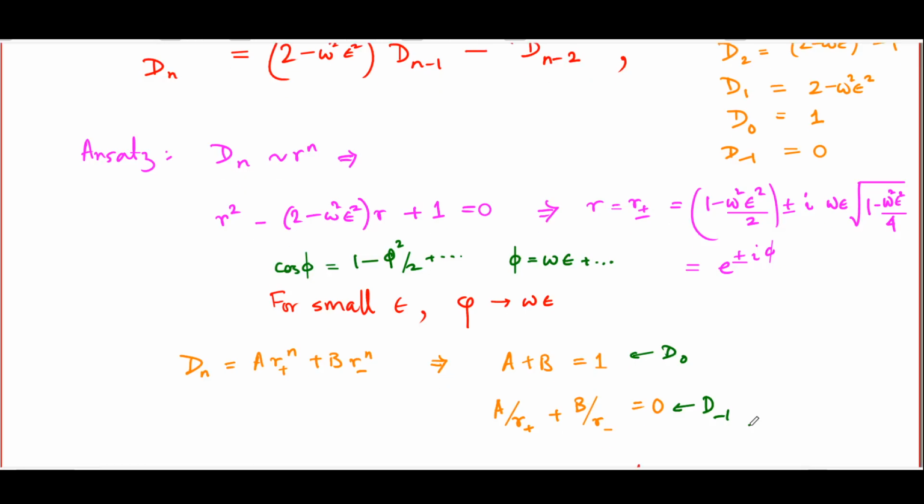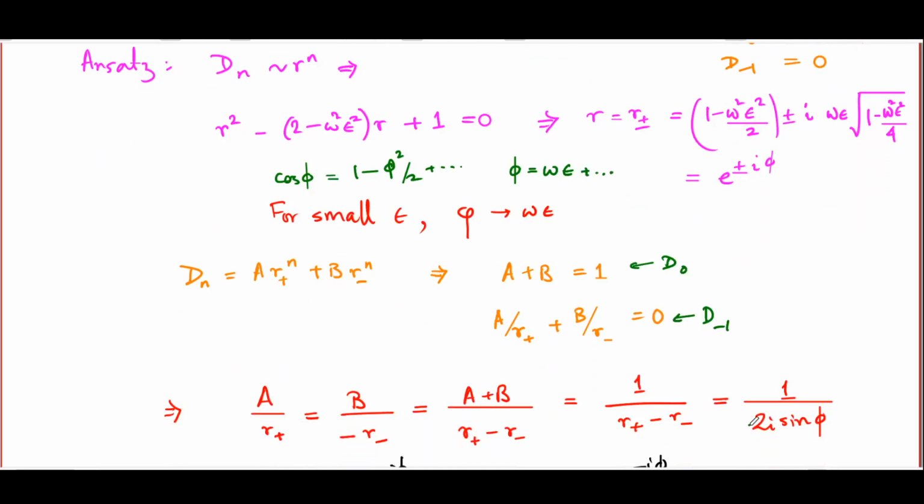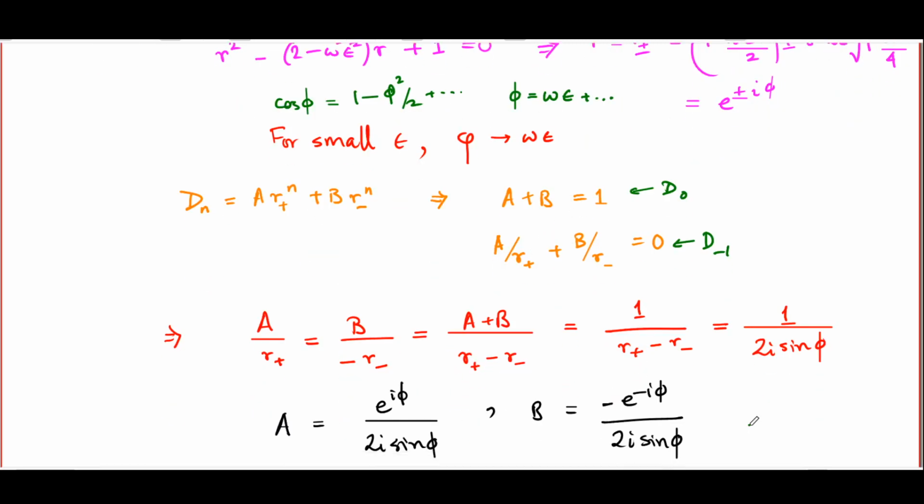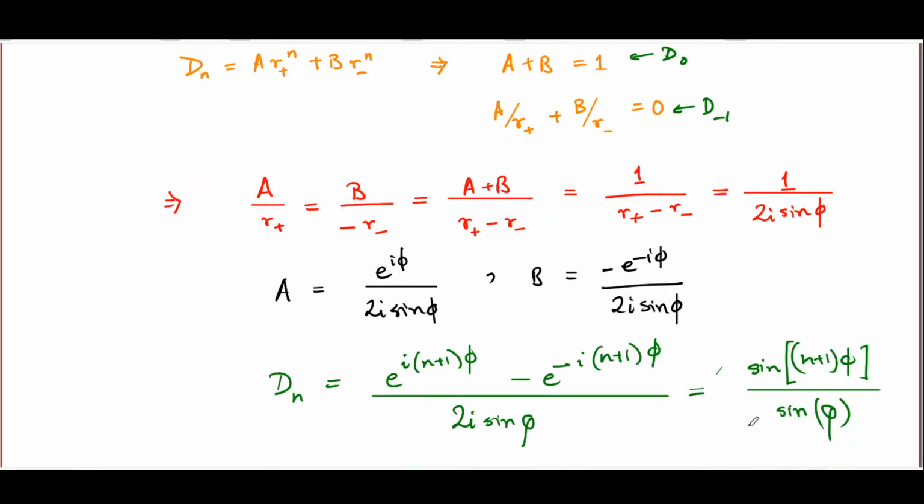And now it's just a matter of simple algebra, simple high school algebra, to figure out what our A and B are going to be. And a very, very simple calculation shows that A is e to the i phi by twice i sin phi, and B is minus e to the minus i phi by twice i sin phi again. And now if we plug these things back in our expression for dn, it turns out to be this.